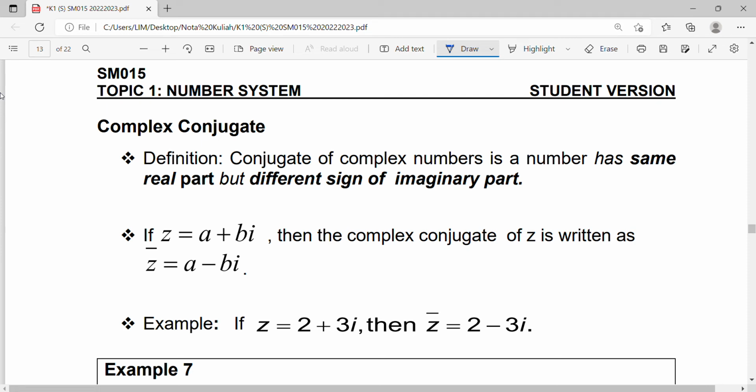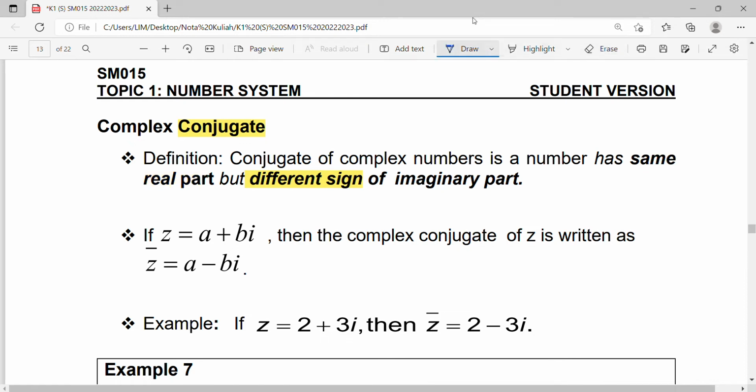Okay, so then we come to complex conjugates. As we know, complex numbers, we denoted it as A plus Bi. So when we want to find its conjugate, the definition is they're having the same real part but different sign of imaginary part. So what we can straight away see here means our imaginary part, we have to change it to opposite sign.